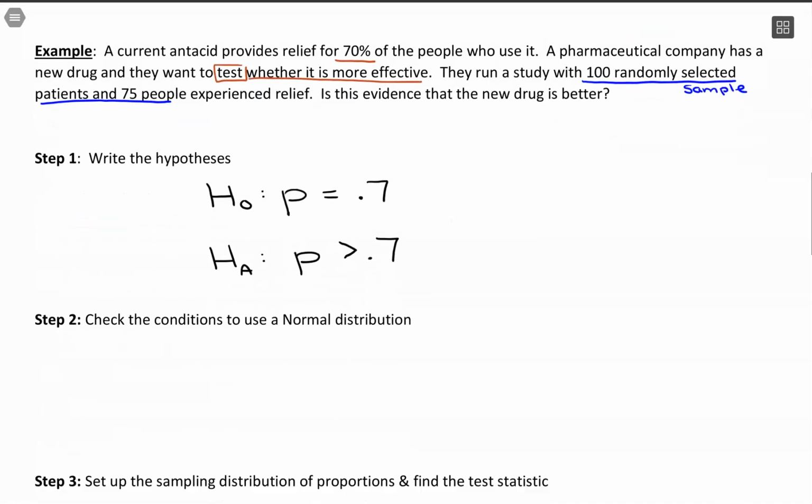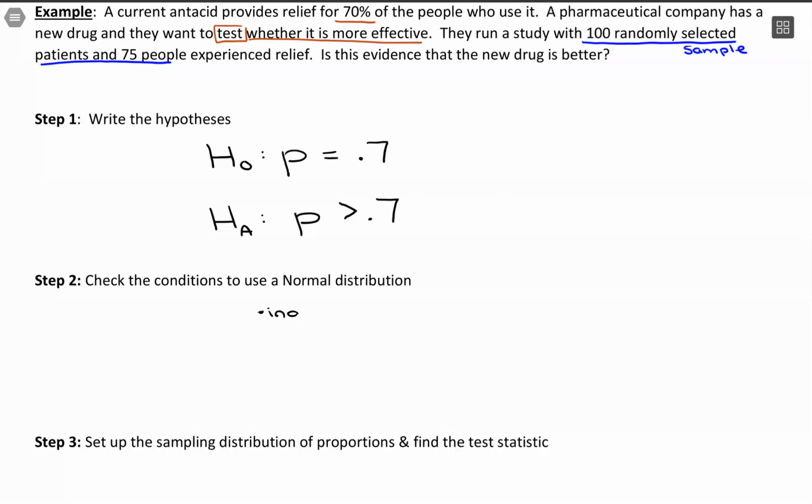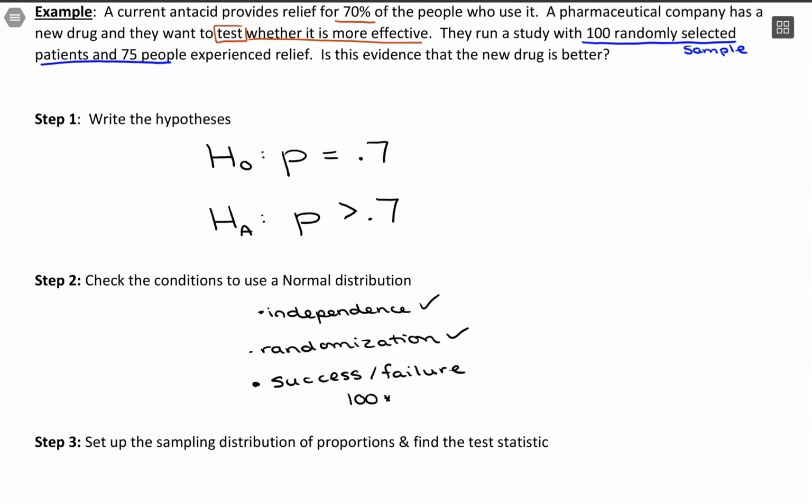So then from there, we can check our conditions. We want to check independence, which will say yes, and randomization. We should have a random sample, which we do. And then success failure. So we're going to take our sample size, which was 100, and multiply that with our null hypothesis value, which is 0.7, and then 100 times 0.3. So we're getting 70 and 30. Both of those are more than or equal to 10, so we are all good to go.